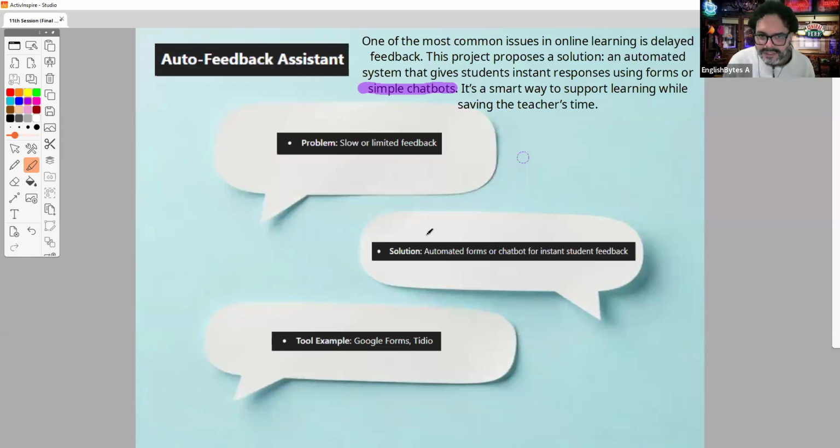Creating chatbots to provide feedback for your students is extremely important. What's the solution? Well, automated forms like Google Forms or a chatbot for instant student feedback. For example, Google Forms, ChatGPT or Gemini.